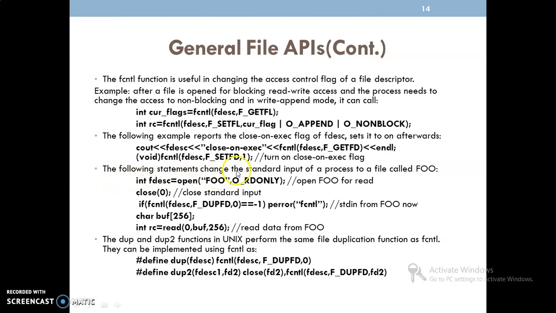The one more use, as I told, is for duplication. We open the file for read only, then we close the standard input. Next, we use the fcntl API, but along with this the cmd value is duplication here, then 0 means currently the standard input, we are making the duplication here. We'll see how exactly.